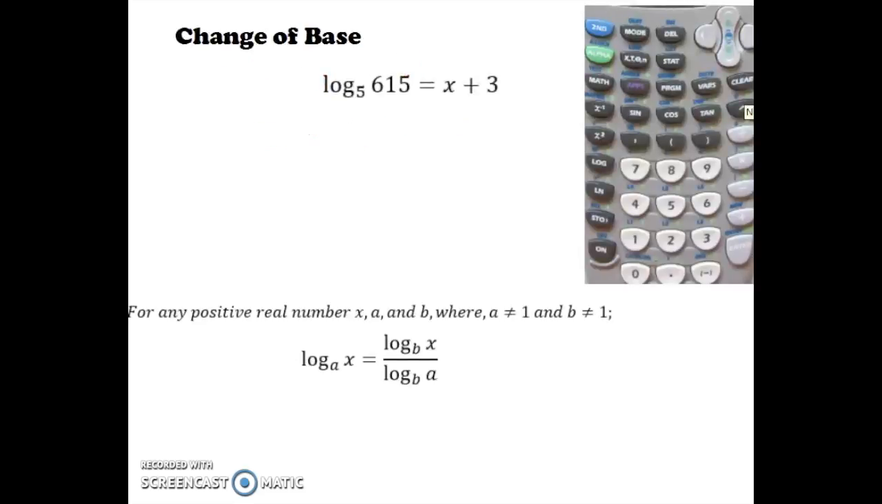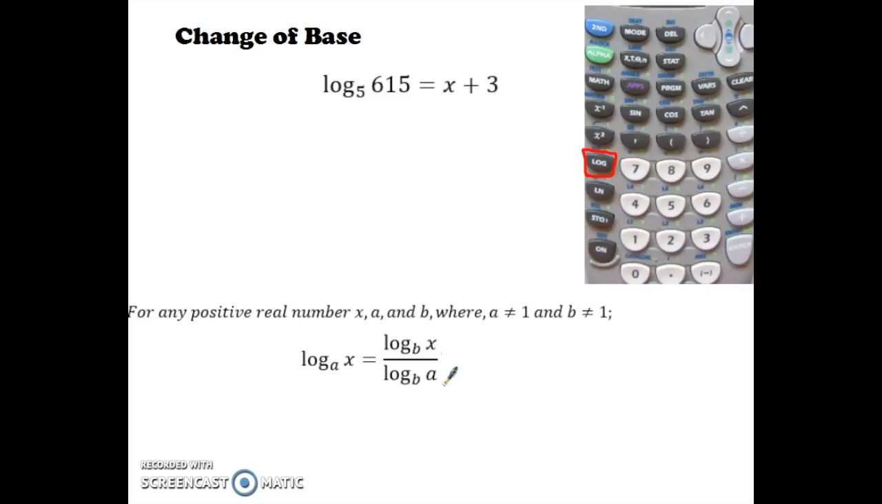If we look at our calculator to the right, we have a log key here, but this log key uses log base 10. So in order to get to log base 5, we have to use something called the change of base formula, which is written below. The change of base formula says that if we have log base a of x, then all we have to do is take the log with some common base of x divided by the log of the same common base of what the base was previously.